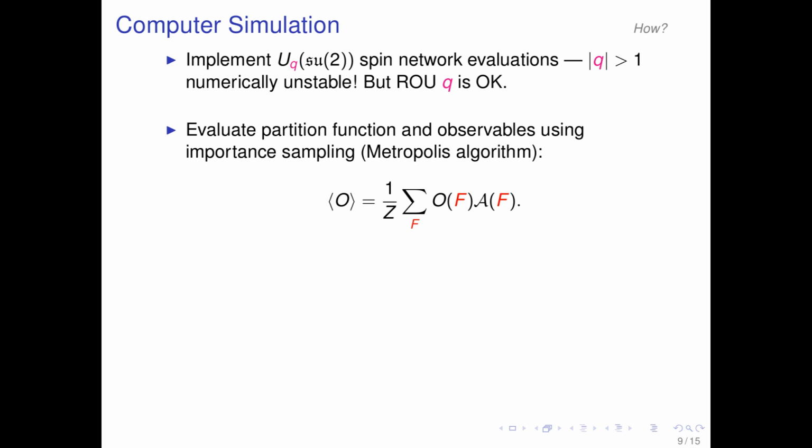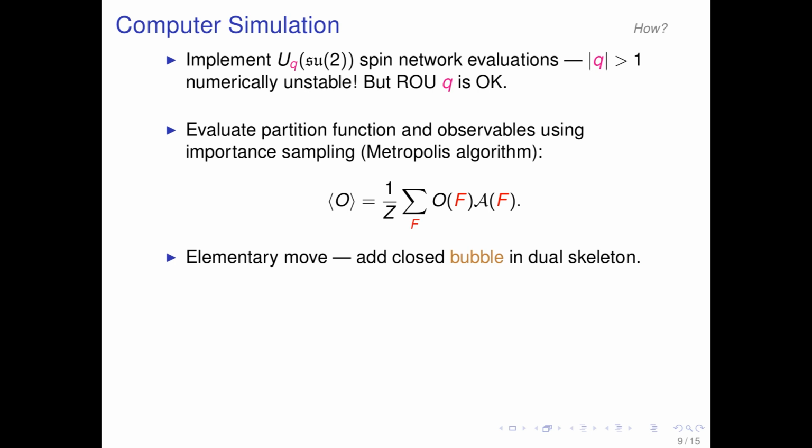So we tried to compute these expectation values. Even though, if we set q to a root of unity, the number of spin foams is finite, the number of spin foams is still very large, so we use statistical methods to evaluate the sums, specifically the Metropolis algorithm.